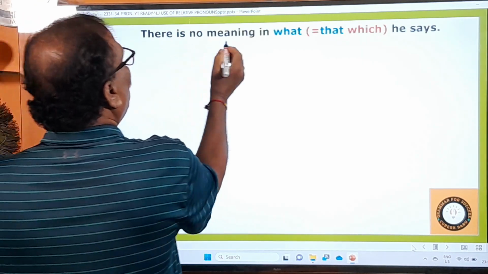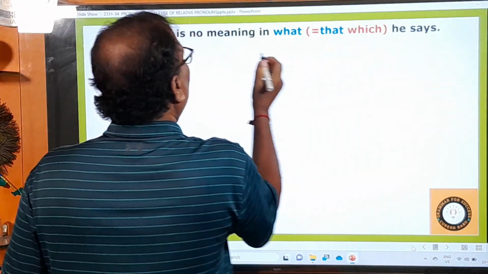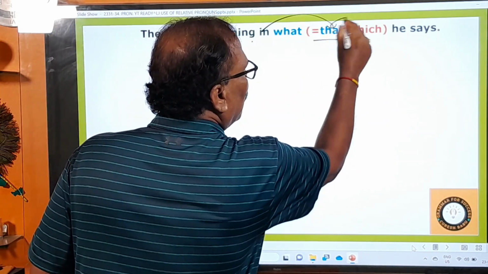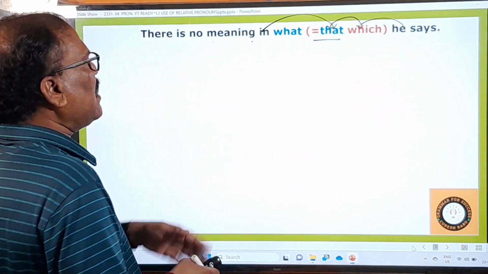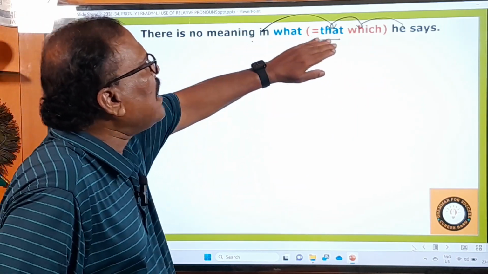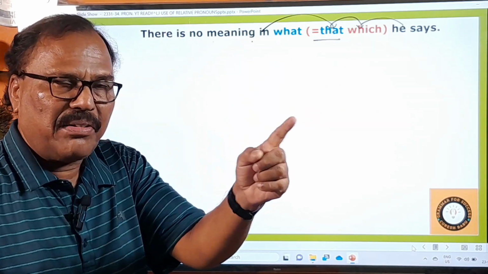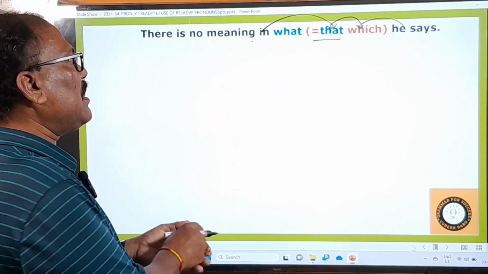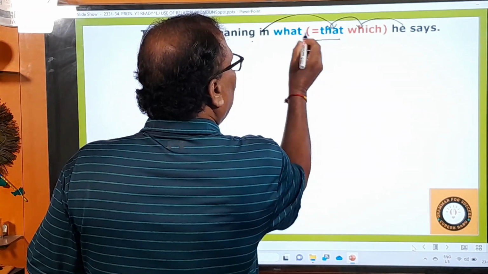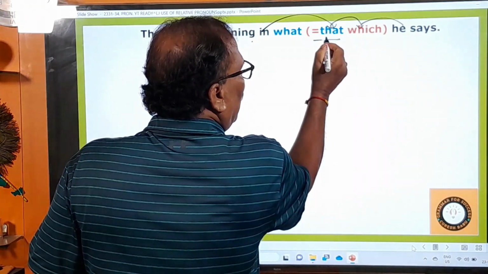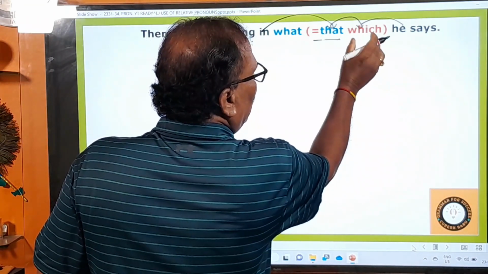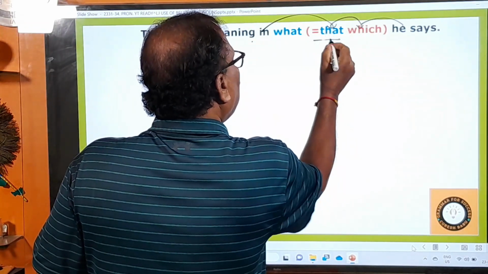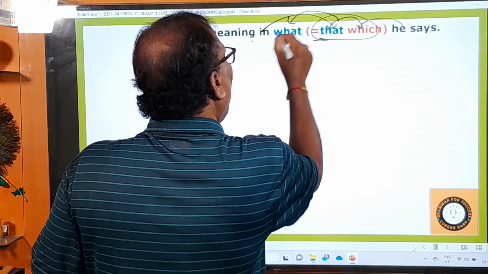Okay. There is no meaning in what he says. There is no meaning in that which he says. That's the meaning: he says something, and in that there is no meaning. So instead of this "that" and "which", this is the antecedent, this is the relative pronoun, "that which", "something which", "whatever you say", instead of these two things, we are using "what".